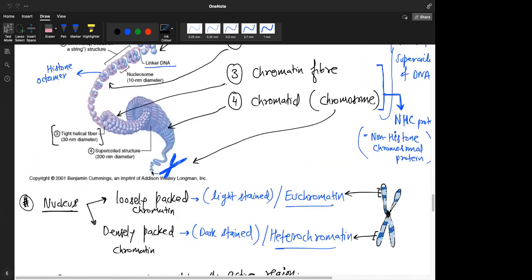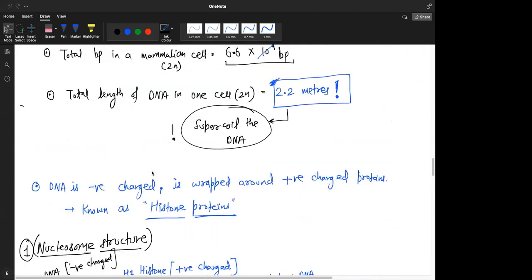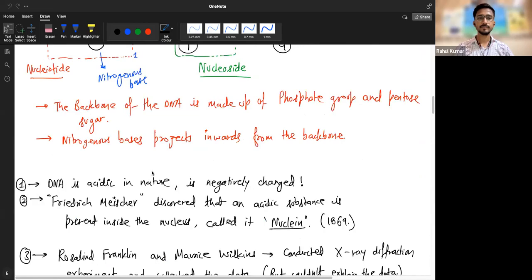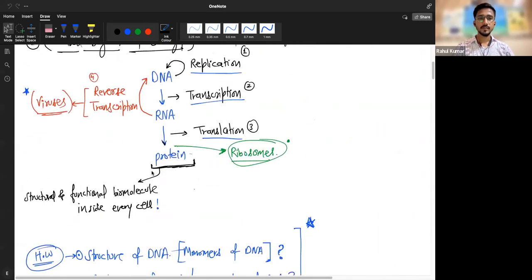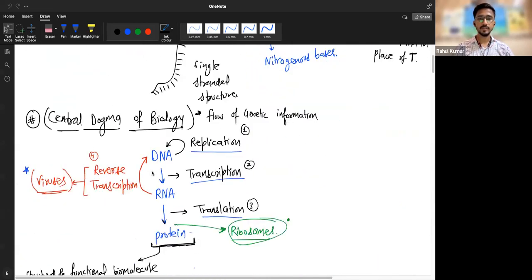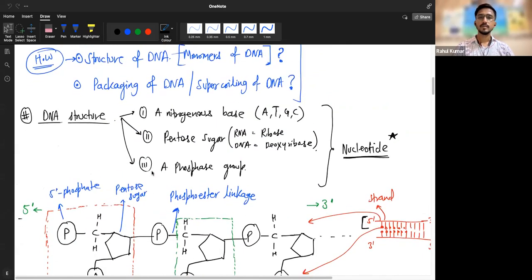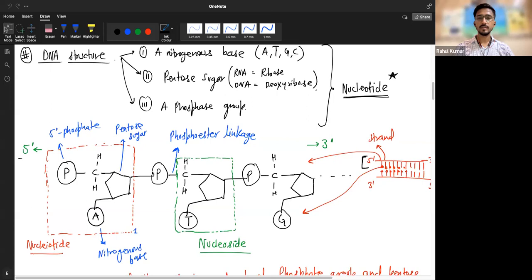Okay, so let's start with a brief summary of the last class. We started with the structure, right? We did the central dogma already. We started with the structure of the DNA. So who will give me a brief recap of the last class quickly?